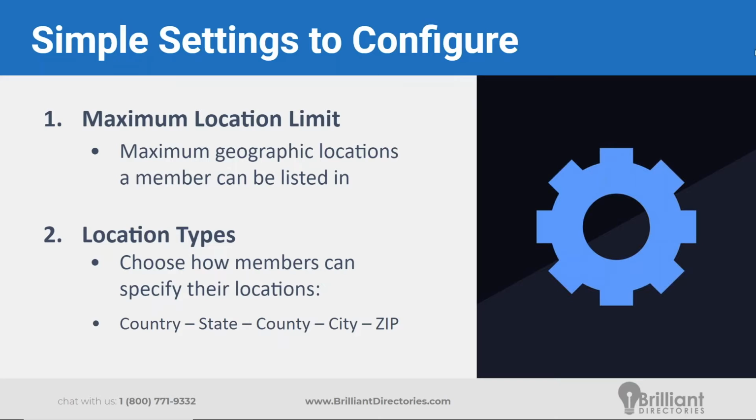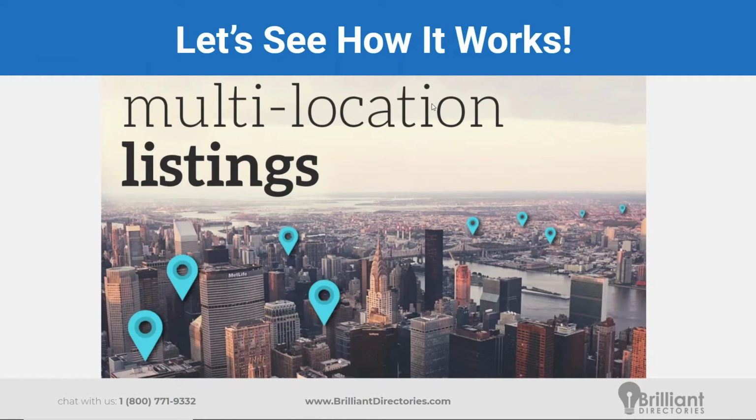And the second option is location types. Here you can choose how members choose to list themselves in different locations. If you're an international directory, you might just want to limit members to choose their locations based solely on country. Furthermore, you can narrow that down by state, county, city, and zip code as well. It just depends on how specific you want to allow your members to be. I think the next step here is let's see how it works.